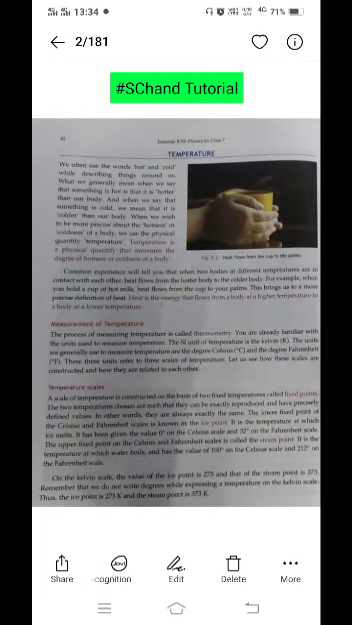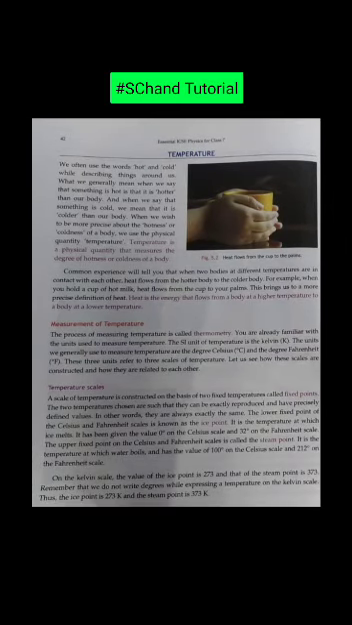Hello everyone. Today we are continuing with the same chapter, that is heat, and our today's topic is temperature. We are using the words hot and cold to describe the things around us. Why are we using the word hot? If any body is hotter than our own body, then we say that it is a hot body. And if the body temperature is less than our own body, then we say that it is a colder body.